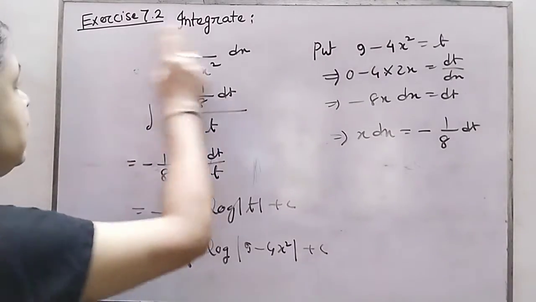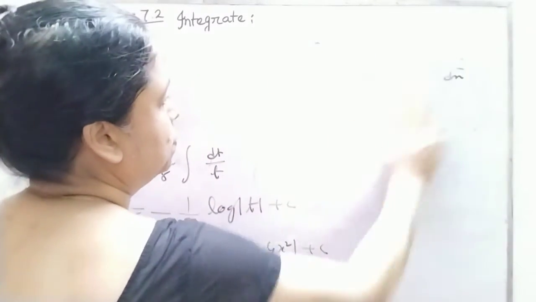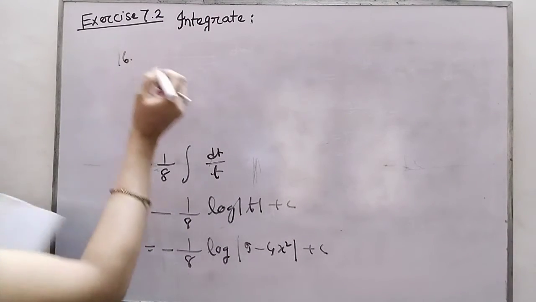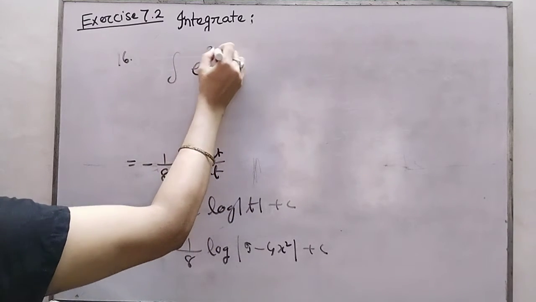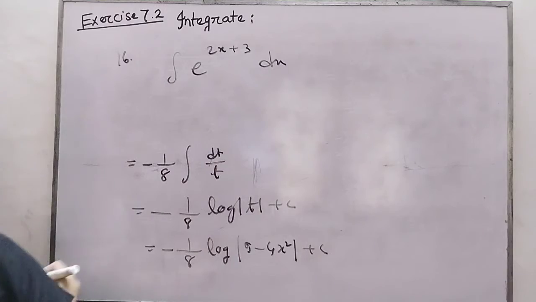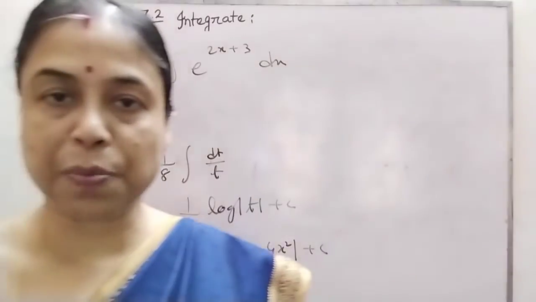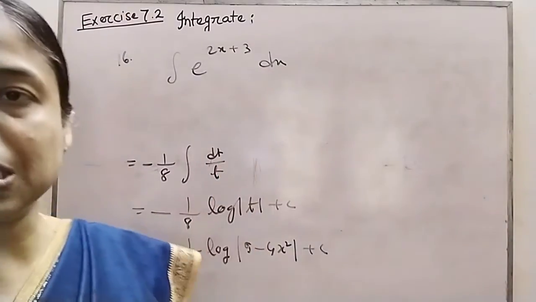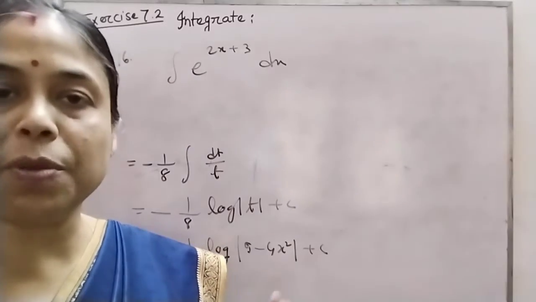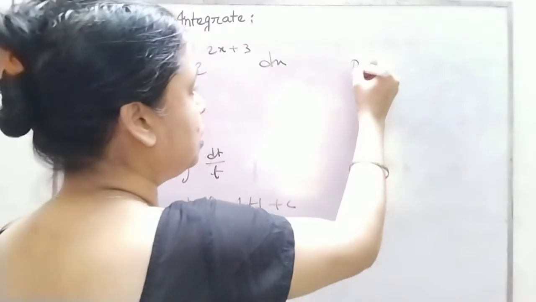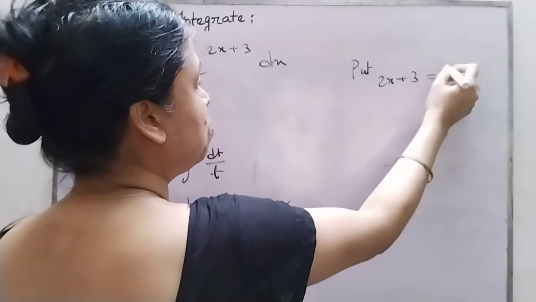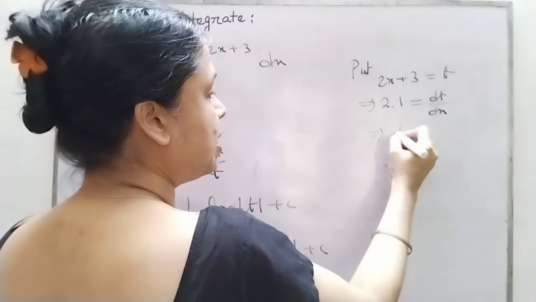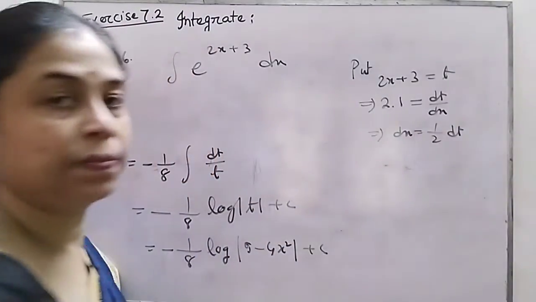Now I go to question number 16. Same procedure I have used again and again. Integration of e to the power twice x plus 3 into dx. You know, integration of e to the power x remains as e to the power x. So we have a formula for e to the power x, but we don't have a formula for e to the power twice x plus 3. It's a linear expression, so a constant will always be there. So substitute twice x plus 3 equal to t. The derivative of twice x is 2 into 1, equal to dt by dx, which can be written as dx equal to half of dt. Got it?